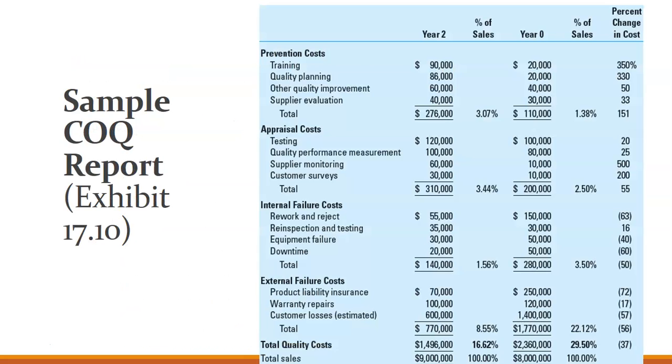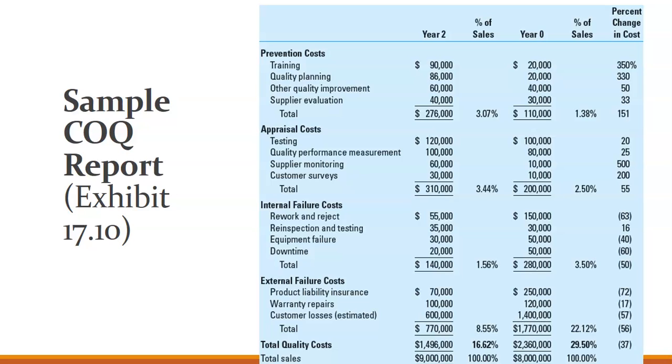On this slide, we have an example of a cost of quality report where we have our prevention costs, appraisal costs, internal failure costs, and external failure costs broken into categories. And we look at what the total quality costs are. We also compare our quality costs to the total sales as a percentage of sales. So we show our percentage of sales.